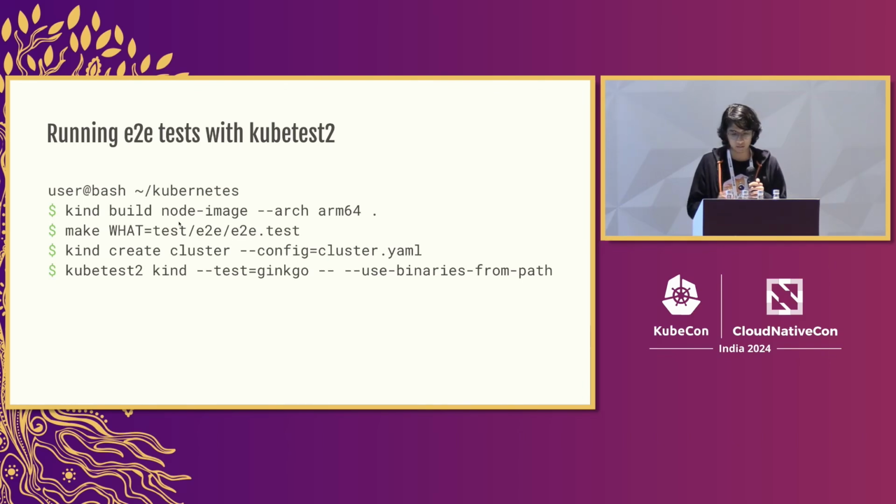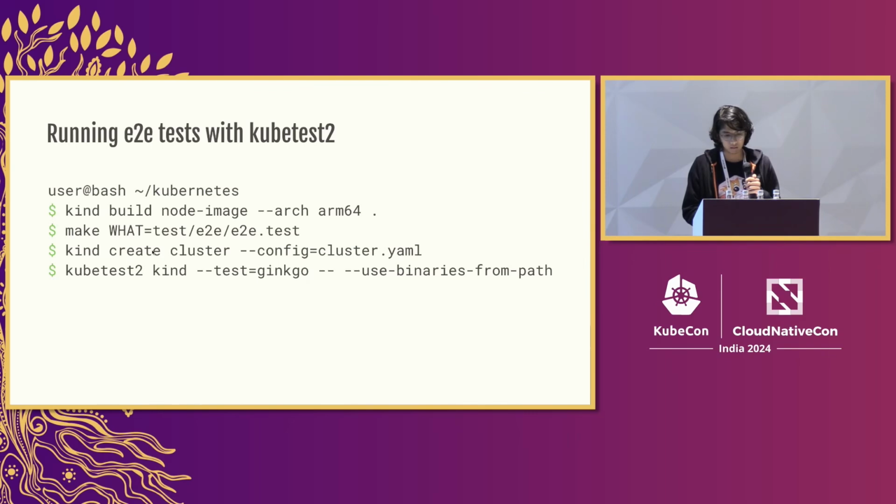But I use kind to build the node image of Kubernetes, which has the code for my feature, and I also run the second command here to build the E2E test binary, which would be run against this cluster. When I create the cluster after that, I'll talk more about the cluster.yaml file later.